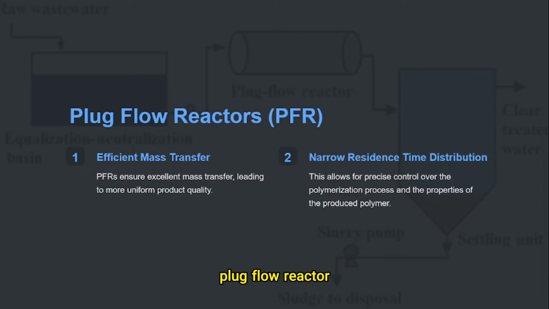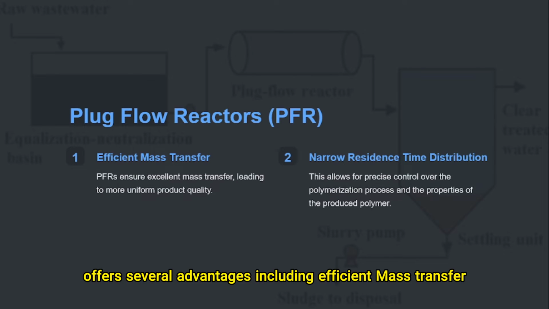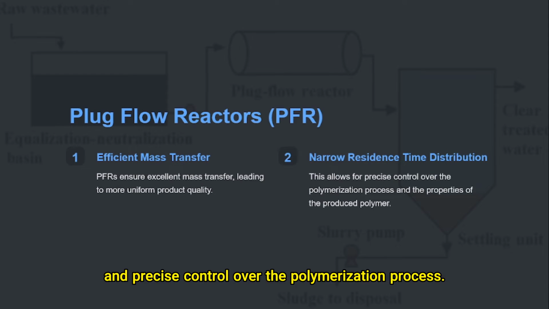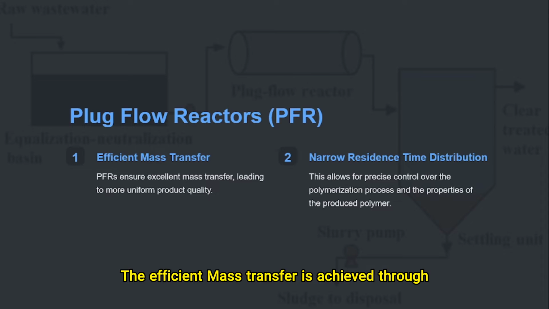Plug flow reactors or PFRs offer several advantages, including efficient mass transfer and precise control over the polymerization process. The efficient mass transfer is achieved through excellent mass transfer provided by PFRs, resulting in more uniform product quality. Additionally, we can say that precise control over the polymerization process and the properties of the produced polymer is possible with PFRs.